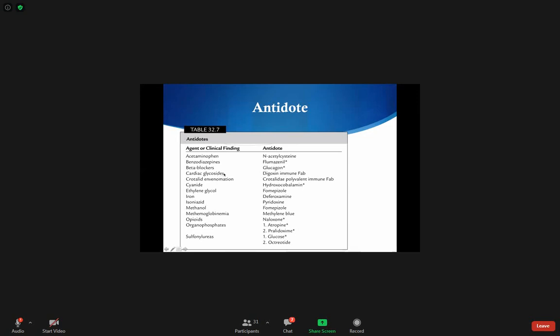Cardiac glycoside, which is digoxin, an example, you give digoxin antibodies. Venomous snakes, you give the antivenom. Cyanide, we give hydroxocobalamin as the antidote. Cyanide cases are usually seen in a fire in an enclosed space where there is plastic. There will be hydrogen cyanide gas, and then when the patient inhales it, they lose consciousness, they become hypotensive.